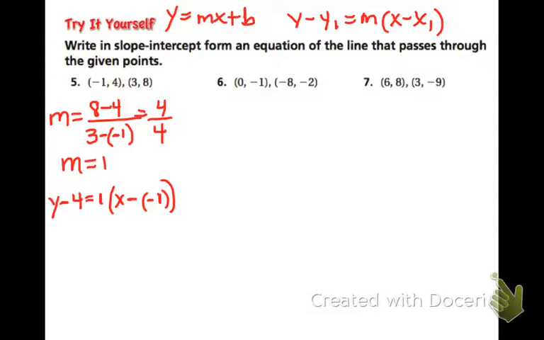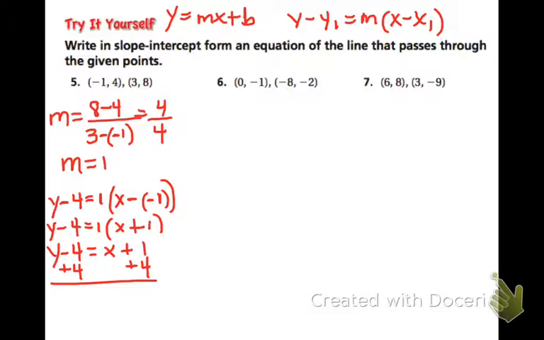Okay, let's put this into a little better shape. Y minus 4 is equal to 1 times the quantity x plus 1. Now, when we distribute a +1, we have y minus 4 is equal to x plus 1. So we'll add 4 to both sides, and then y would be equal to x plus 5 in slope-intercept form. Okay? Let's try the next one.